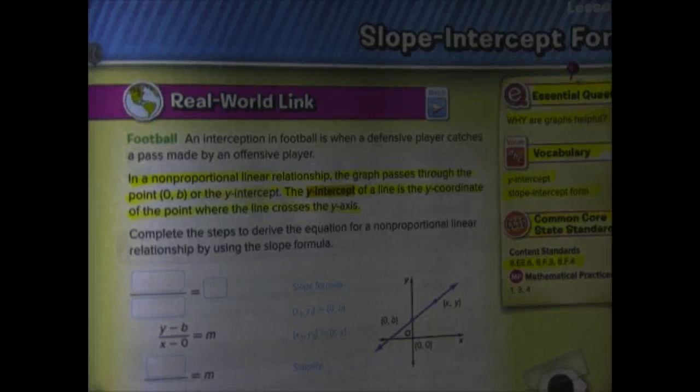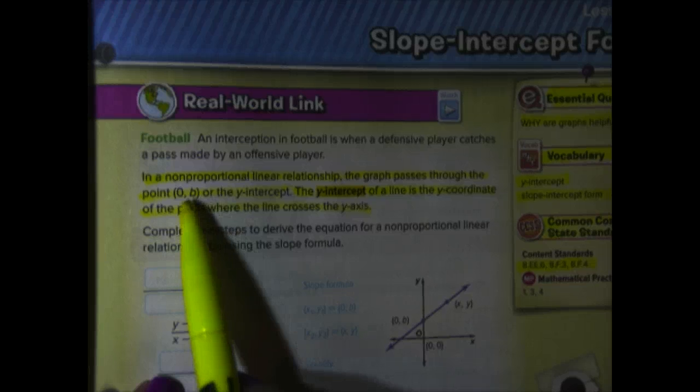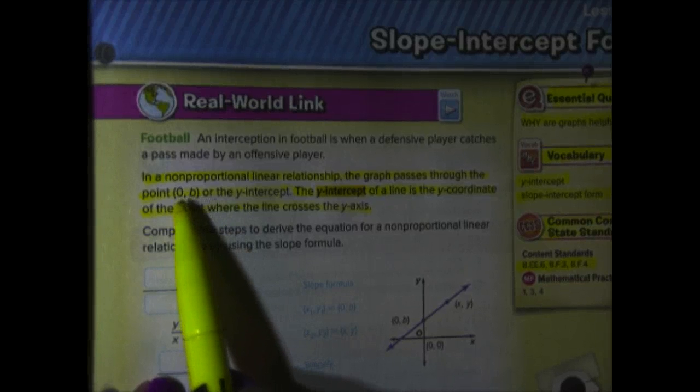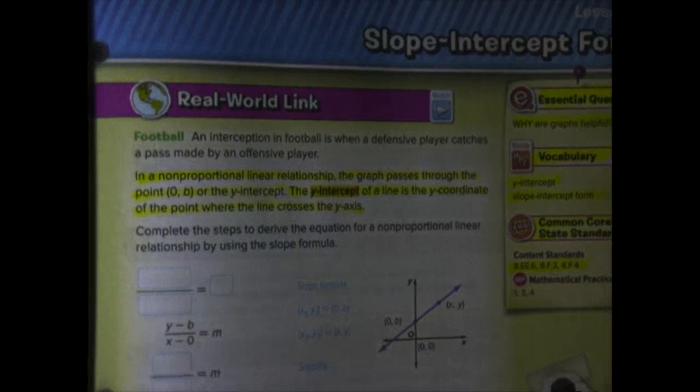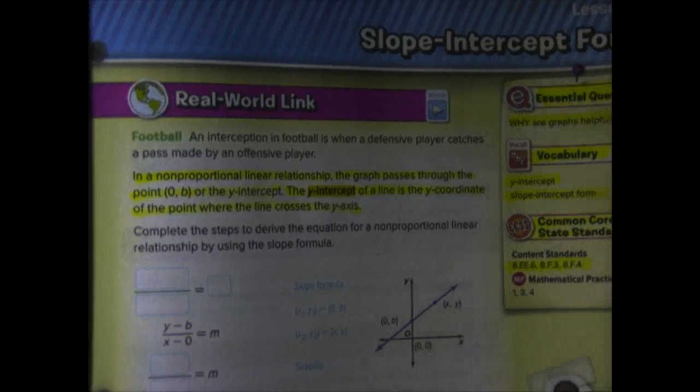This is different than the proportional relationships we discussed in Lesson 3, which were y equals mx, because those always pass through (0, 0). So the graph always crossed the y-axis at 0. Here, the graph's going to cross the y-axis at a different point, and we're going to call that the y-intercept. So let's go ahead and turn to page 200.